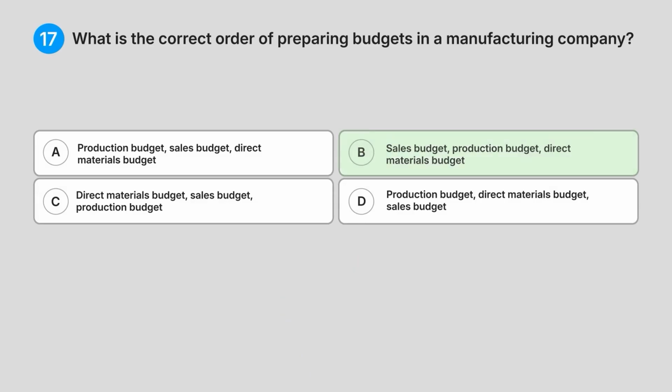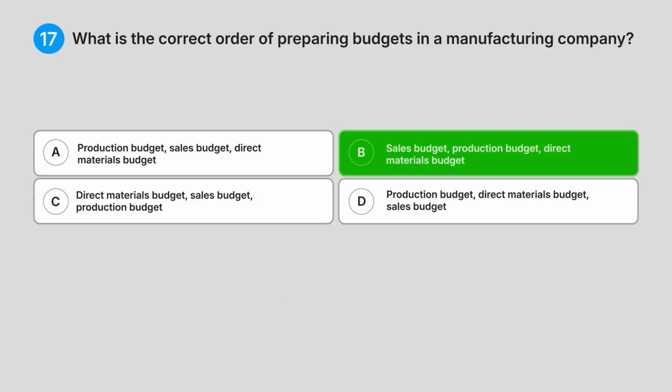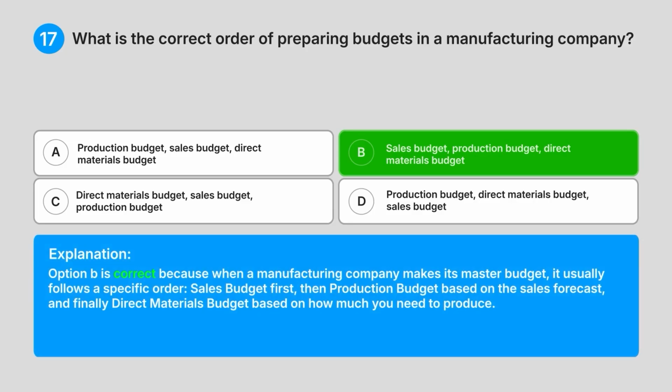Correct answer: B. Sales budget, production budget, direct materials budget. Explanation: Option B is correct because when a manufacturing company makes its master budget, it usually follows a specific order. Sales budget first, then production budget based on the sales forecast, and finally direct materials budget based on how much you need to produce.